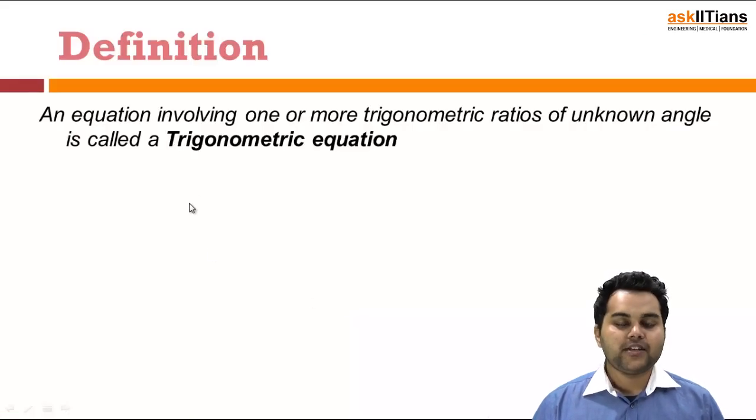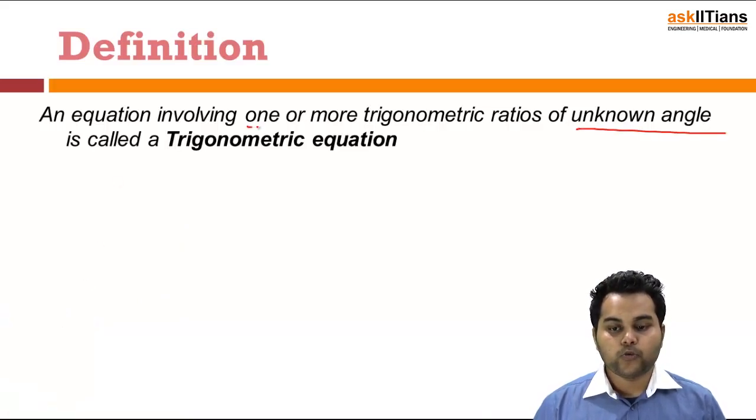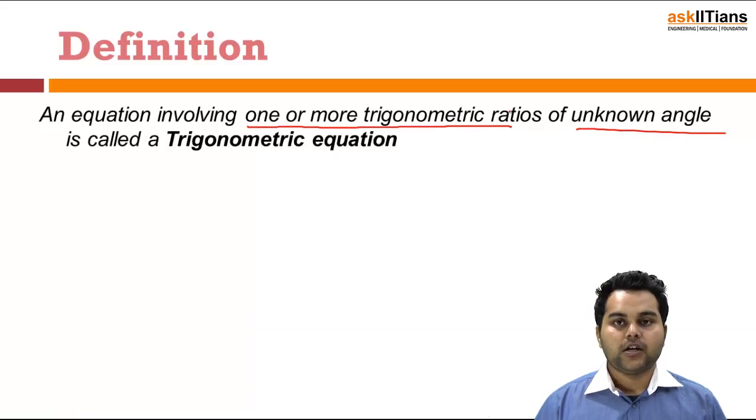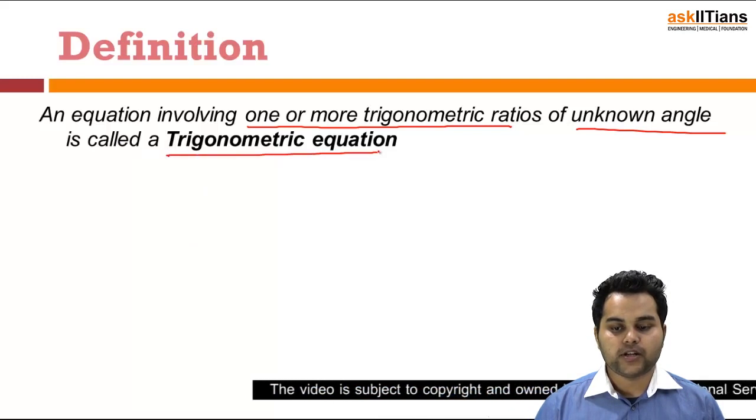So the definition of a trigonometric equation is: equations involving one or more trigonometric ratios of the unknown angle. Mind that it's an unknown angle and one or more trigonometric ratios. It's not like just sin theta is equal to a would be the trigonometric equation. Many such trigonometric ratios can be involved in the same equation. So an equation involving one or more trigonometric ratios of an unknown angle is called a trigonometric equation.